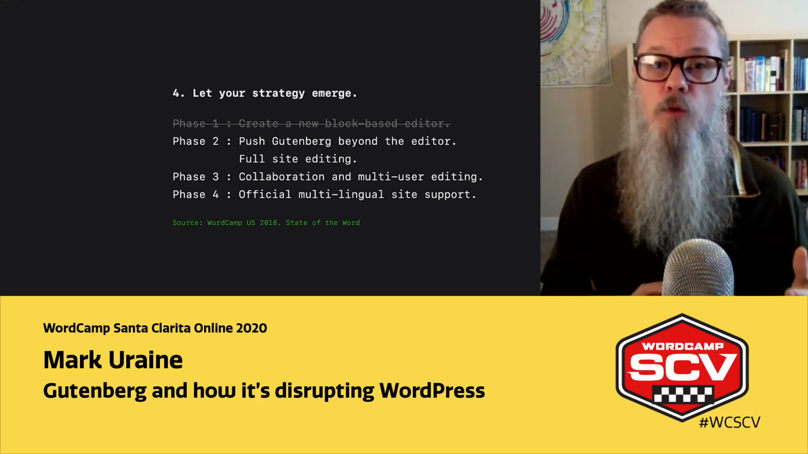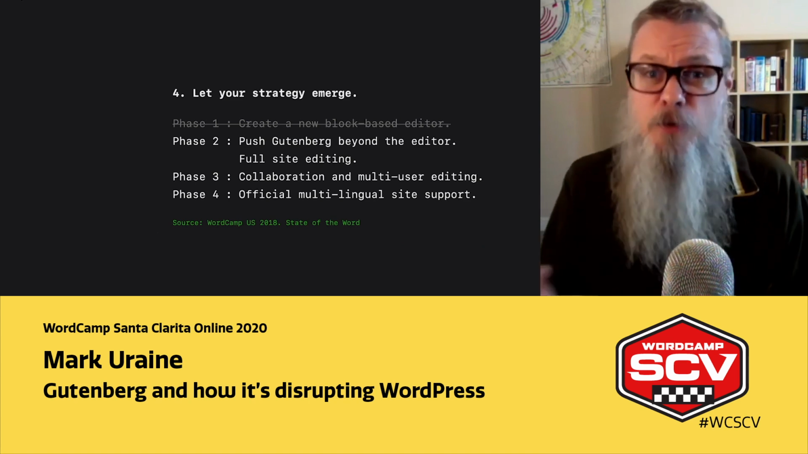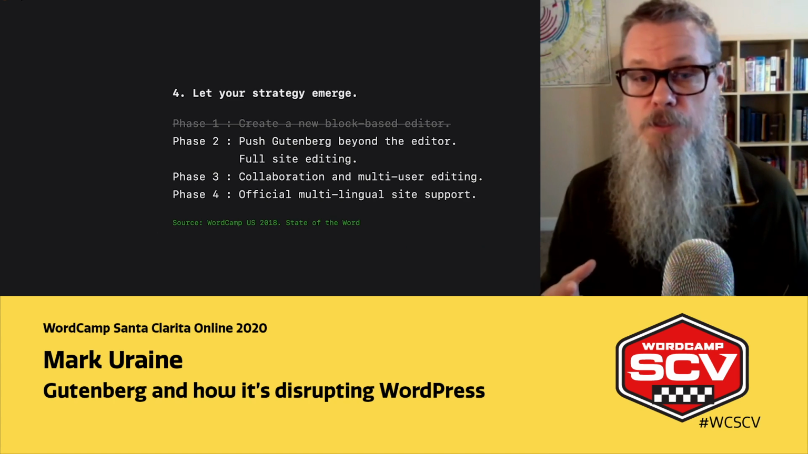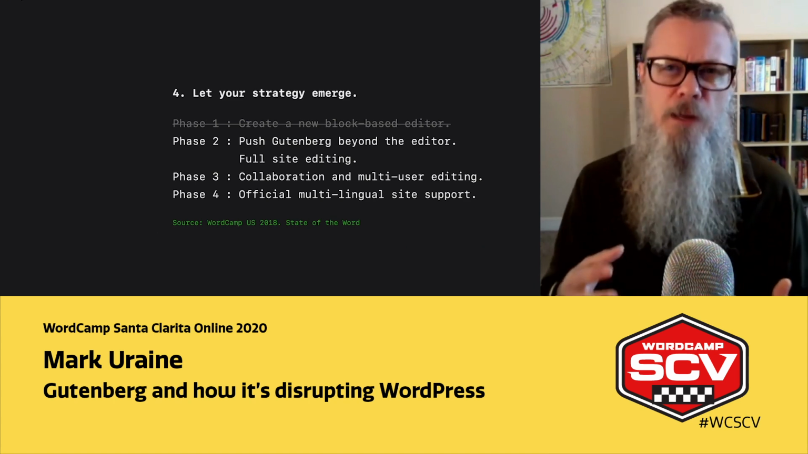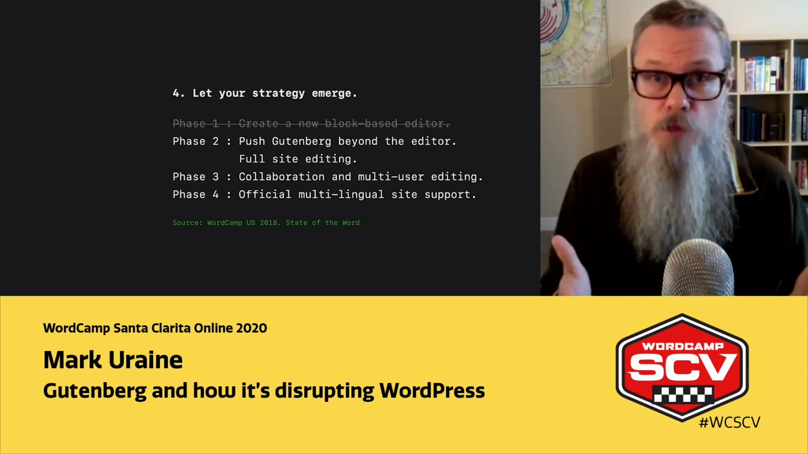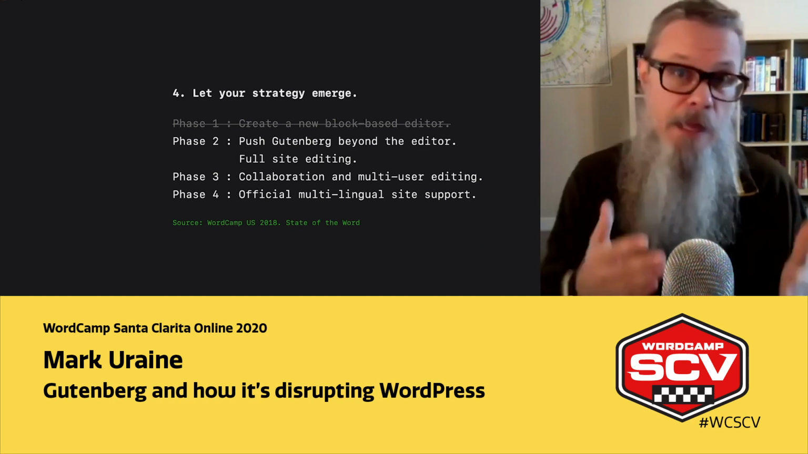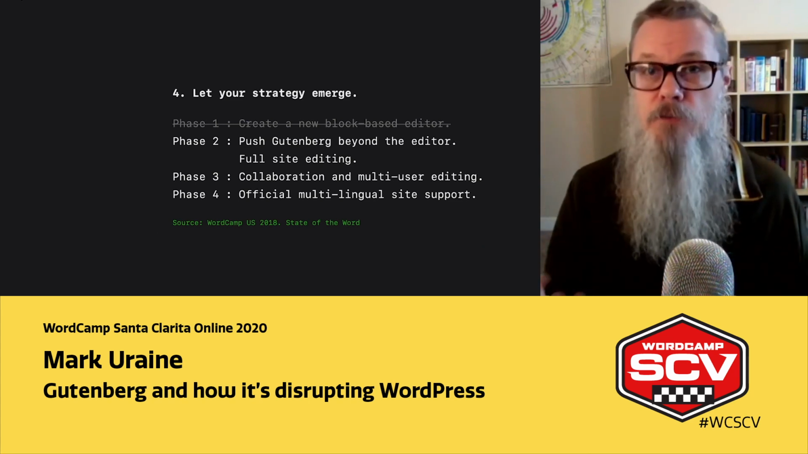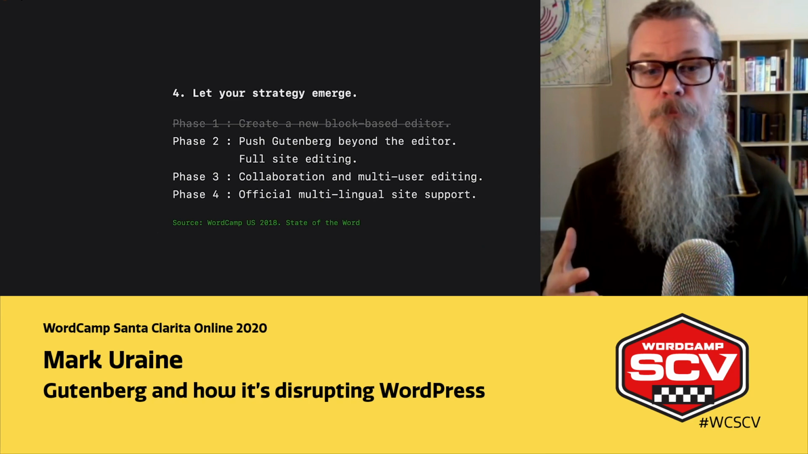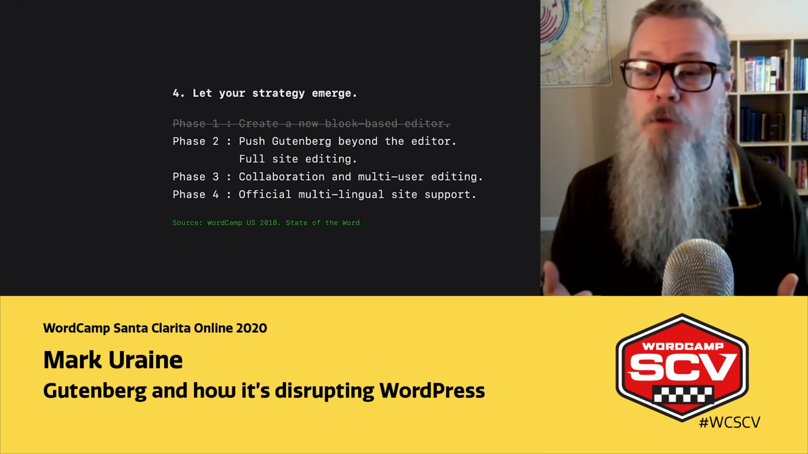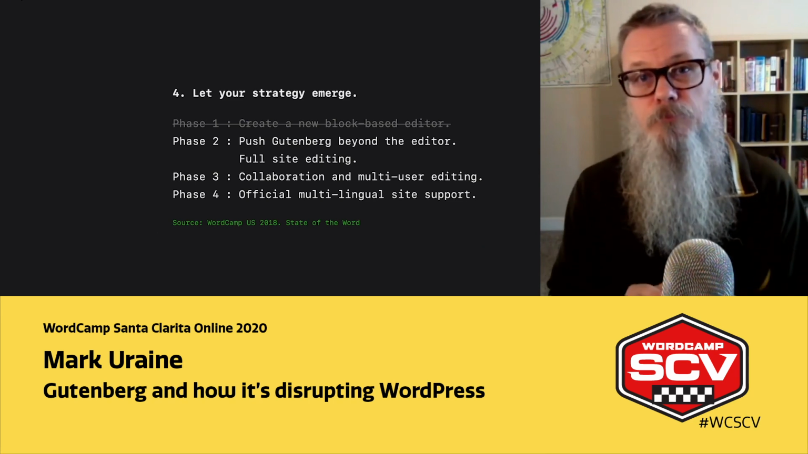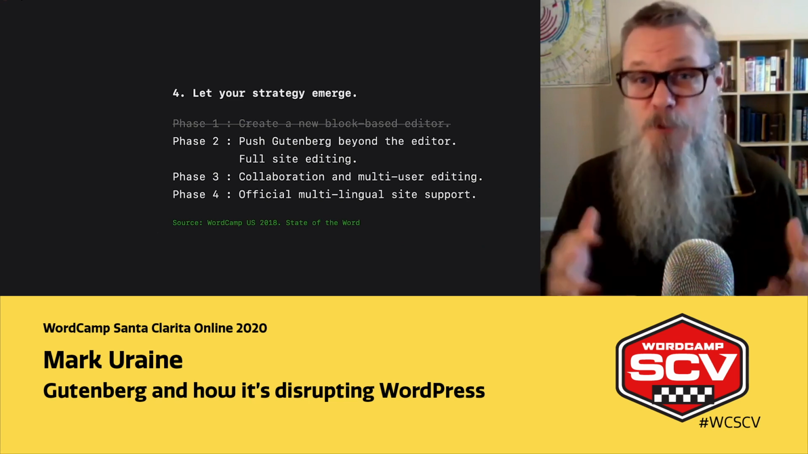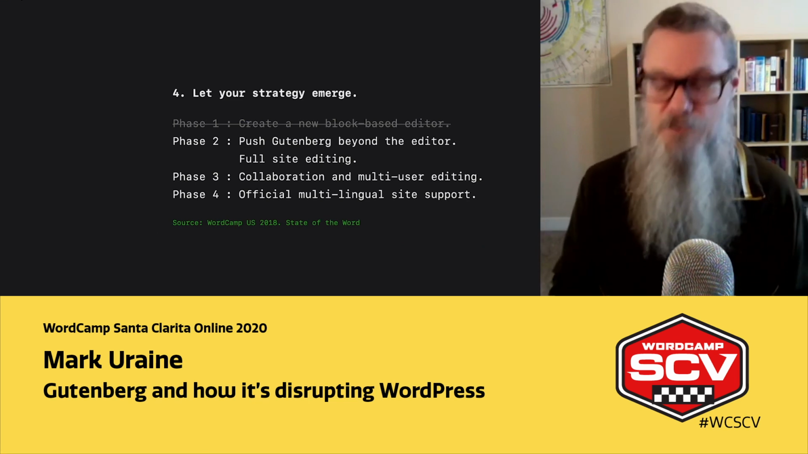As this phase will come to a close, hopefully by the end of this year, we'll have something merged into Core. Phase 3 will become a focus, and that's about collaboration and multi-user editing. So if you can envision Google Docs, where multiple users can edit the content together, leave comments, that's phase 3 of what can be done in WordPress. And then finally, phase 4 is about official multilingual site support, which is a huge benefit for the globe, for all countries, all languages, to really get involved in that.